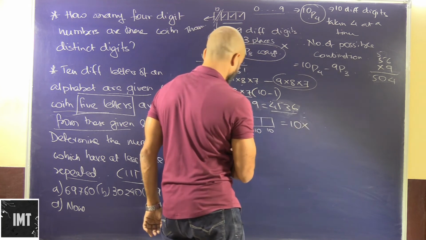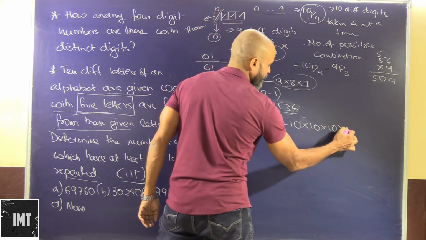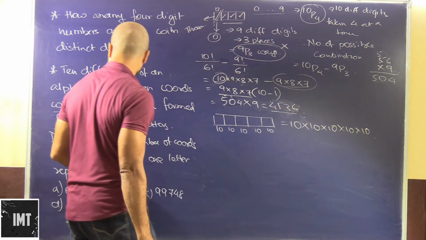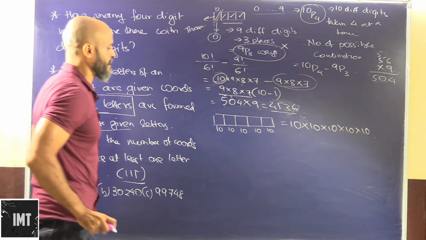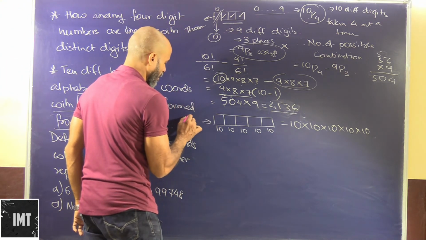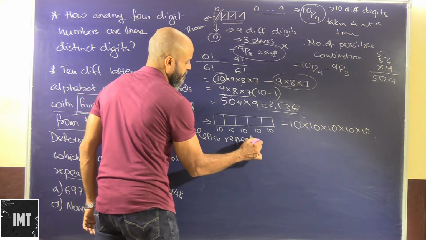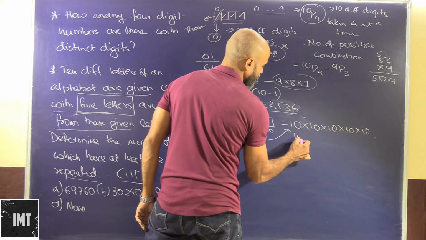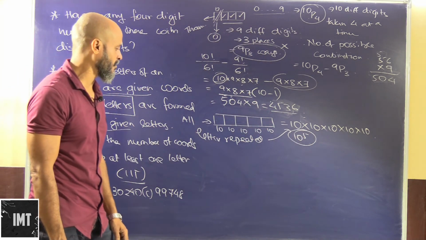We can place 10 here, again 10 here, again 10 here, and 10 here. These are basically the number of arrangements in which letters may be repeated. So the total number of arrangements with repetition allowed would be 10 to the power of 5.